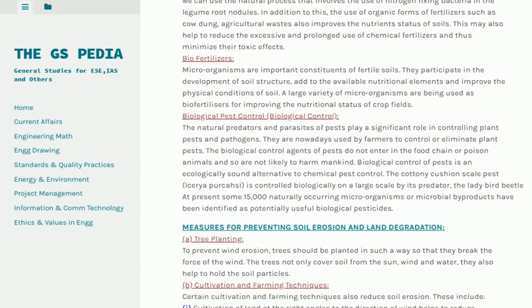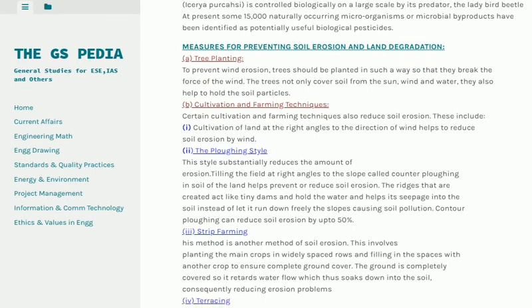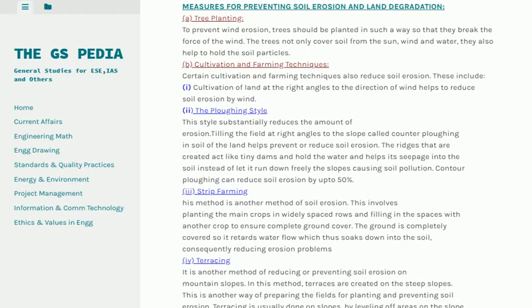Measures for preventing soil erosion and land degradation. Tree planting. To prevent wind erosion, trees should be planted in such a way that they break the force of the wind. The trees not only cover soil from the sun, wind and water, they also help to hold the soil particles.